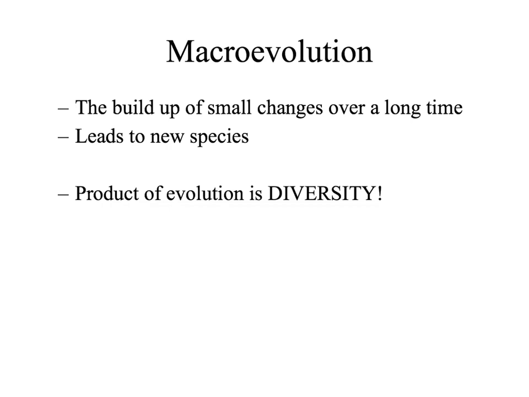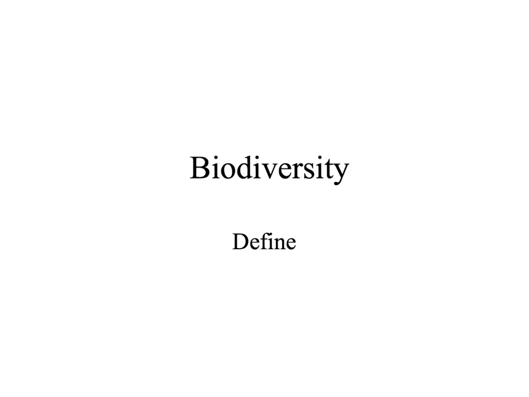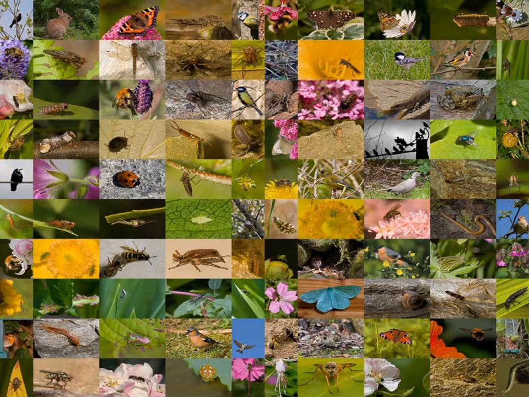Macroevolution produces biodiversity. Biodiversity is the different types of organisms found around the world. We're going to see that biodiversity is vast. Currently, there are about 1.8 million species named and classified. There are more out there. It's estimated that there are somewhere between 10 and 100 million species.